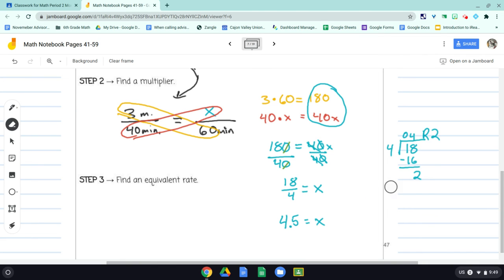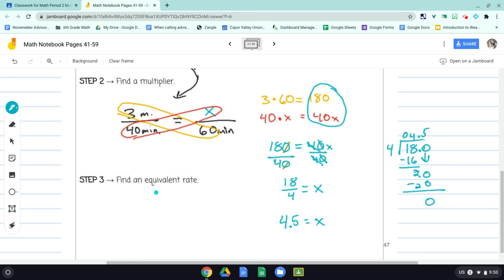And actually, let's just divide into the decimals. Why not? So 4 goes into 18 4 times. 4 times 4 is 16. 18 minus 16 is 2. Add a 0, bring that down. There's a decimal there. Put that decimal in the quotient. And 4 goes into 20 5 times. 4 times 5 is 20. 20 minus 20 is 0. So 4.5 is what x equals.